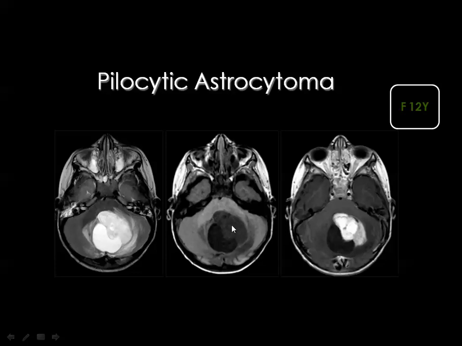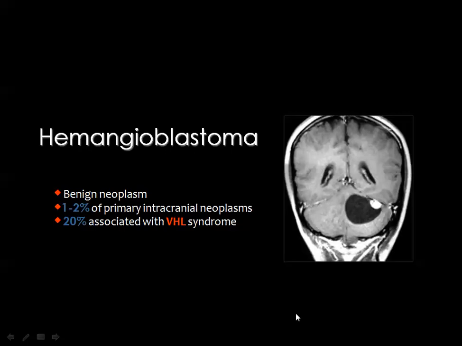And the lesion which is exactly similar to pilocytic astrocytoma is the hemangioblastoma, and there are many differences between both lesions. By brain imaging, you see a cyst with an enhancing mural nodule exactly similar to the pilocytic astrocytoma. But the hemangioblastoma occurs usually in adults, while pilocytic astrocytoma occurs in the pediatric age group.